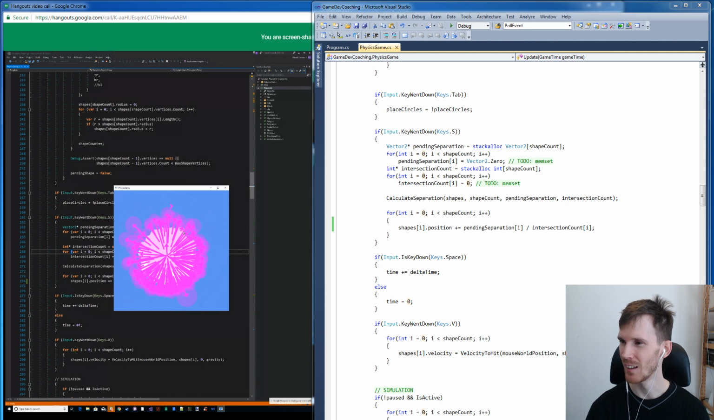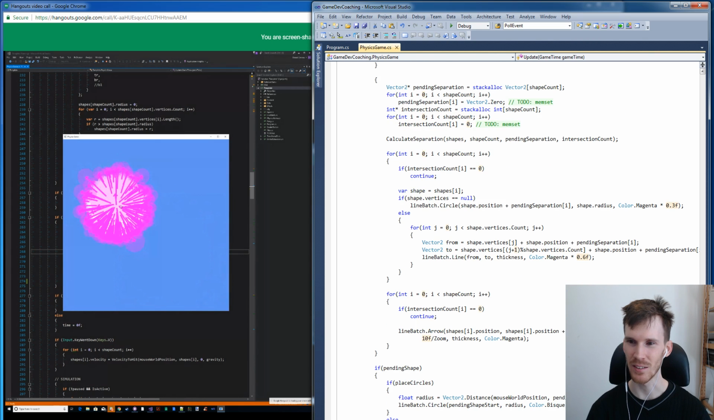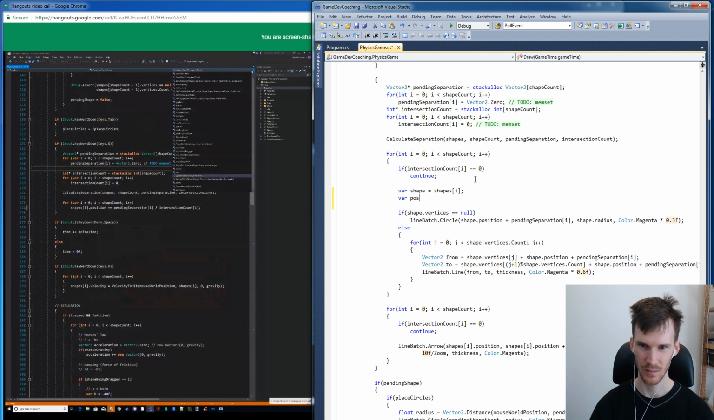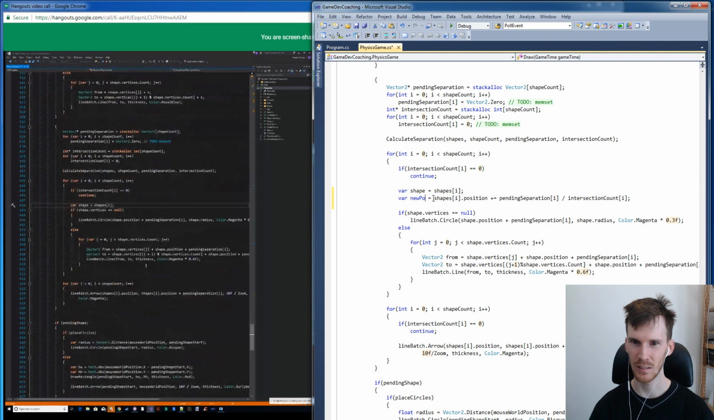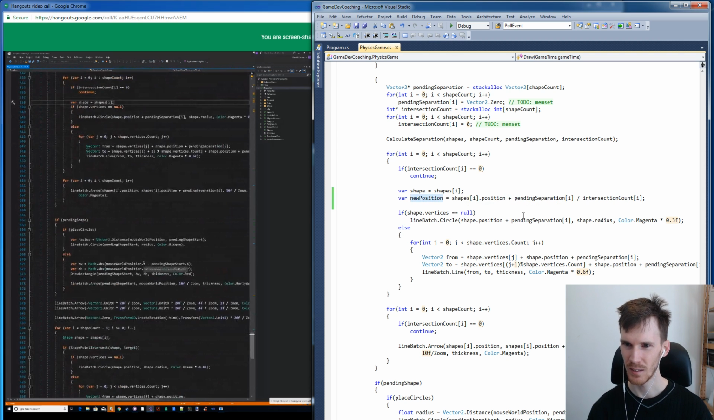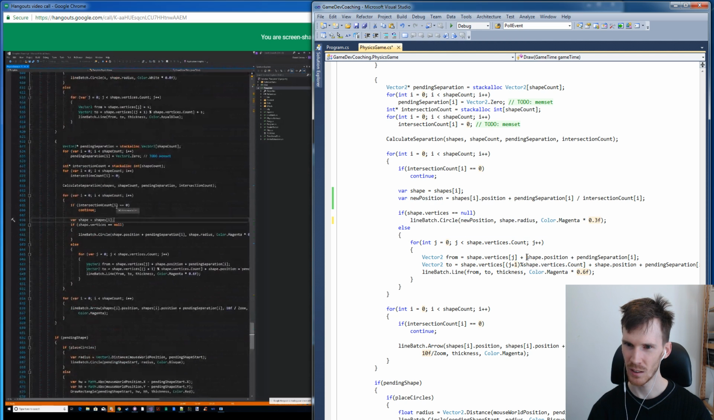Anyway, all right, I think we'll just finish up. Seeing as we have this code, we may as well go down to the drawing method and do the same thing, and then we'll call it. So this was shape.position plus pending separation.